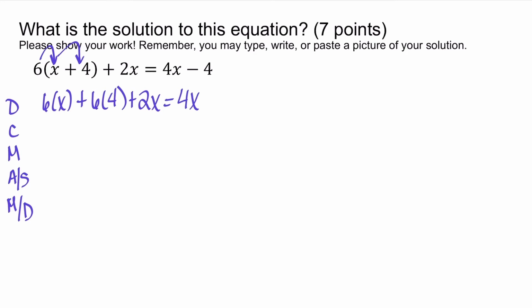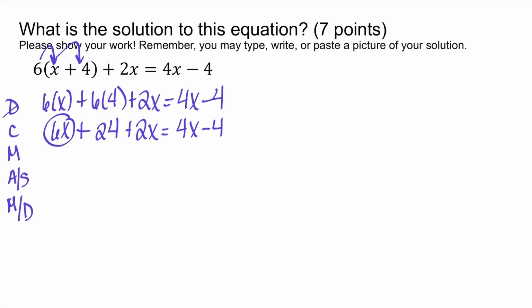equals 4x minus 4. 6 times x is 6x, plus 6 times 4 is 24, plus 2x equals 4x minus 4. Now I need to combine like terms on one side of my equation. So I have a 6x and a 2x, so those will combine, and I'll get 8x plus 24 equals 4x minus 4.